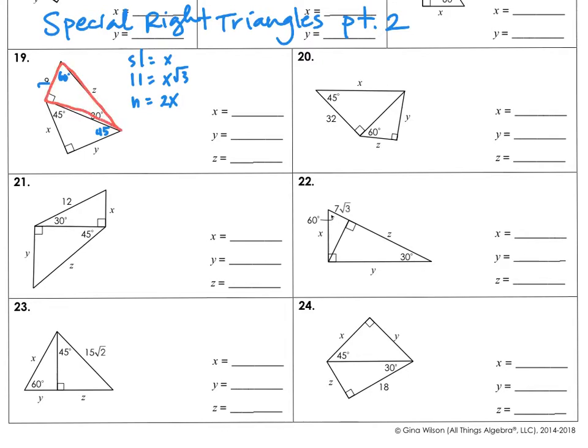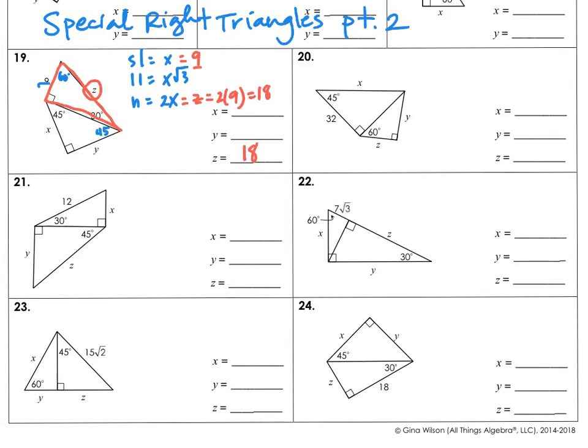Okay, so we know x. That's 9. Now this is not this x, it's just an x. So that's 9. To find our hypotenuse, which is going to be z, you're doing 2 times that base number, which is 9. So 2 times 9, which is 18. That's giving us z. So we know that 18 is z.